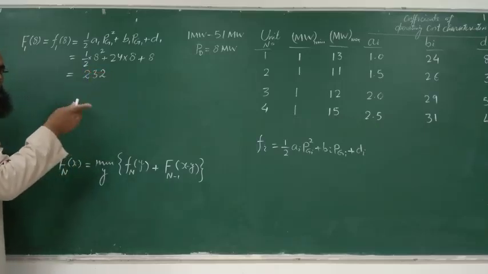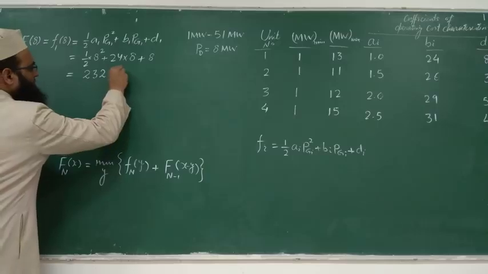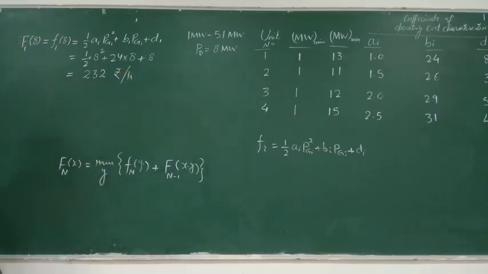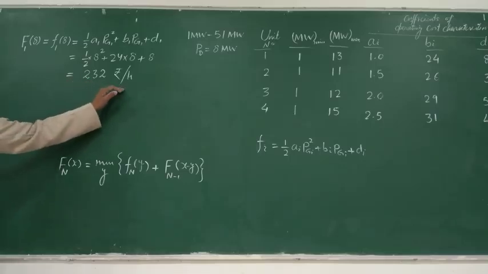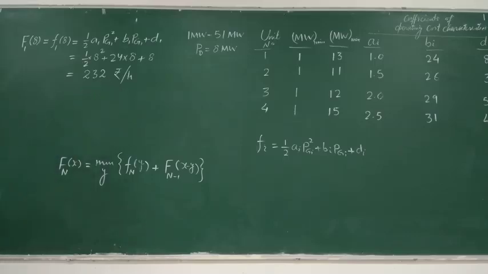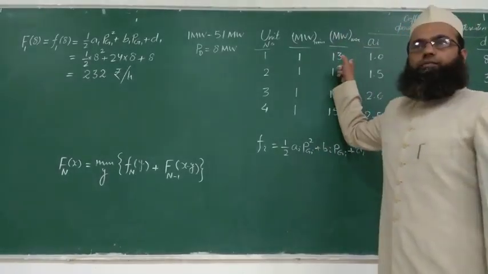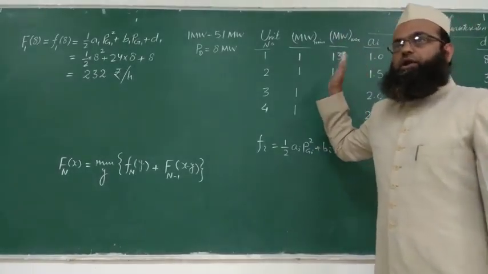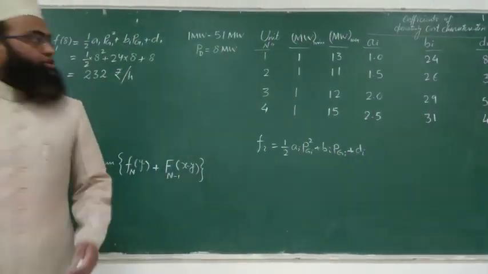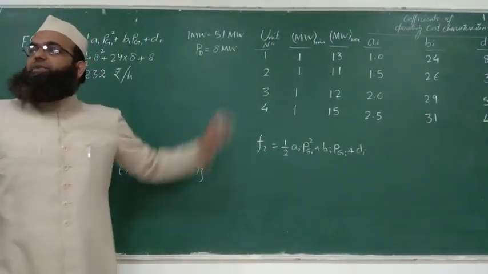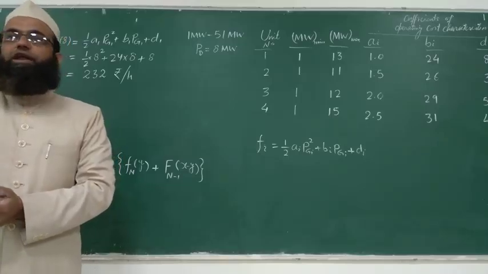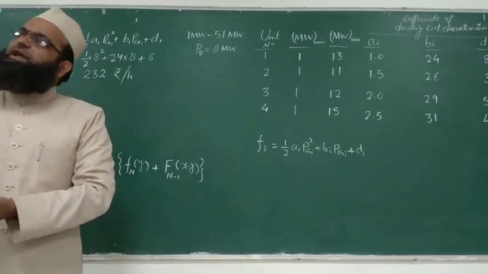Okay, only 232 rupees, whatever it is coming out to be, rupees per hour. It means now you have the operating cost as 232 rupees per hour when the demand of 8 megawatt is met by unit 1 alone. This information you have. Now the next task will be to check if this 8 megawatt is being met by a combination of any 2 units. So select any 2 units.